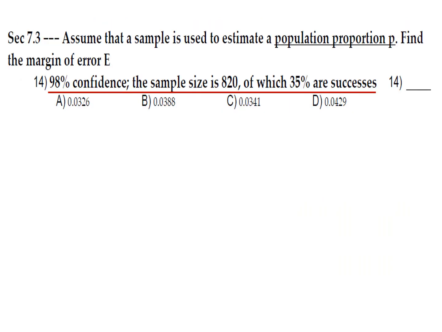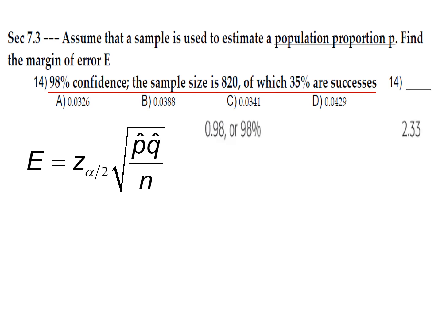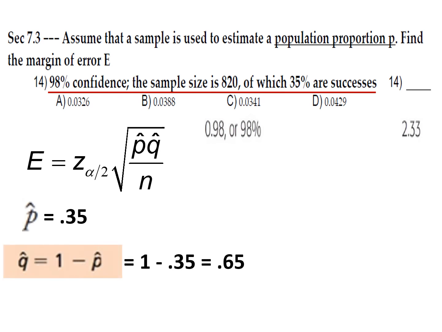And finally, section 7.3, population proportion. We're looking for the error. It's a brand new formula. We're back to z-scores. The z-score associated with the confidence level of 98% is 2.33. The sample proportion p hat is given to us as 35%. Therefore, q hat is 1 minus that. 35% as a decimal is 0.35, and subtracting from 1, you get 0.65 for q hat.